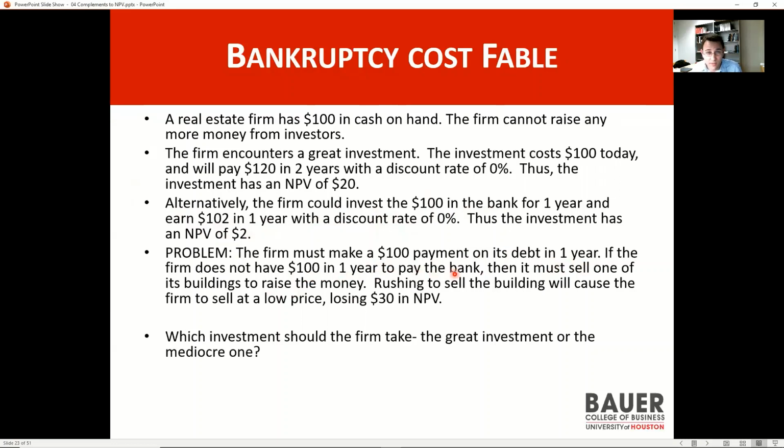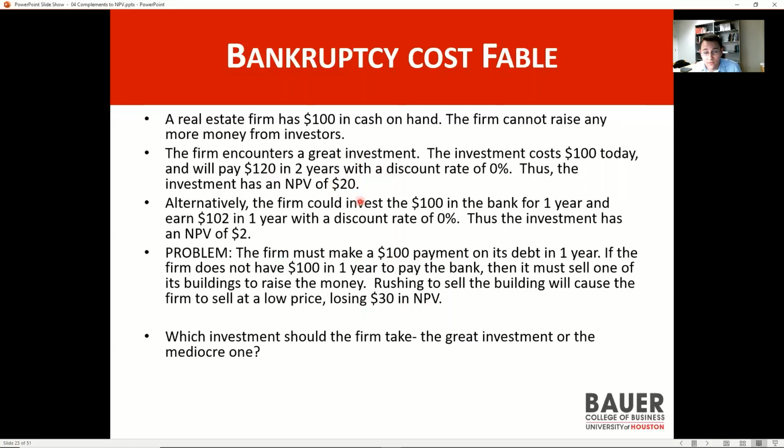Well, you're going to have to sell something. You're going to have to sell, say, a building at a fire sale price. You're going to have to rush to sell something. If you have to rush to sell it, you're going to be selling at a low price, so you're going to lose $30 on that sale. So what is the firm going to do? Well, they should take this $20 project, NPV of $20. But if they take this, then they're not going to have enough cash on hand. This project only pays off in 2 years, so they're not going to have the $100 that they need to pay the bank in a year.